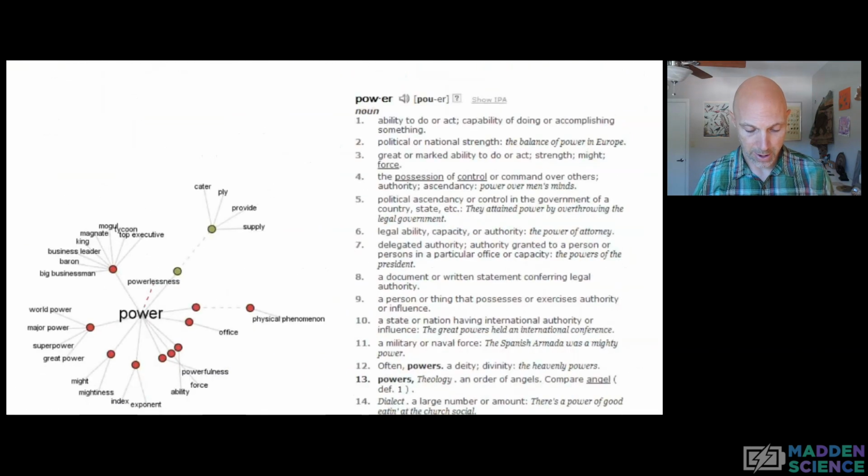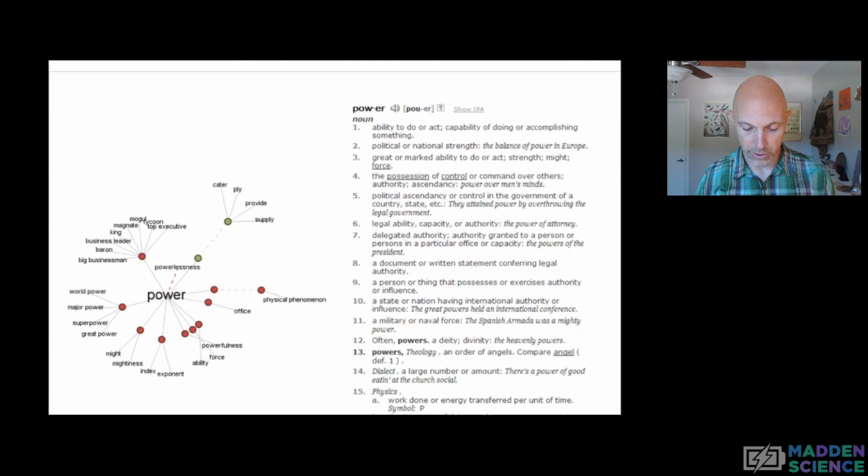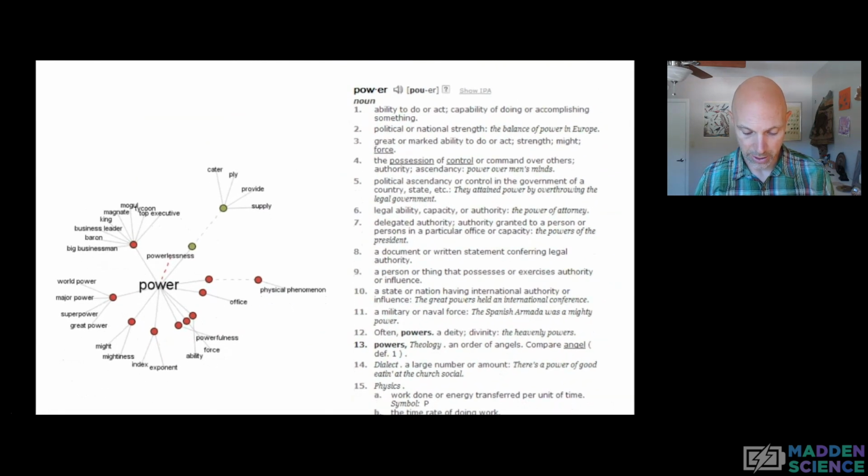Let's look at power next. Same thing, all sorts of different definitions in here. To get to physics, you've got to go all the way to number 15. Are you kidding me? I think we need to move this. Maybe not first, but let's get it in the top 5, can we? Work done or energy transferred per unit of time.